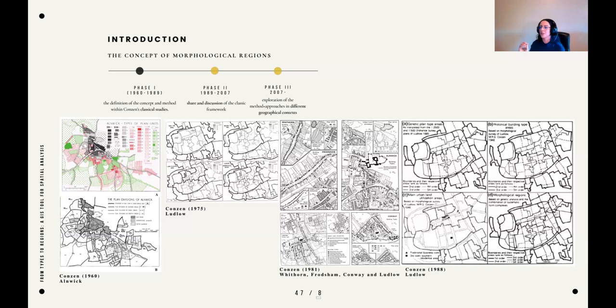His initial work started in Alnwick in the 60s, and the final morphological regions, so it's a process, his final work was in 1988. As you can see, the idea of morphological region is a historical-geographical concept, meaning that it is based on the cartographic but also chronological analysis of the changes of the morphological elements of the city and how they transform throughout time.